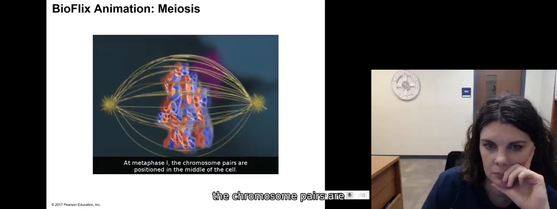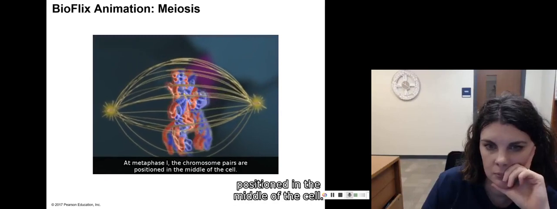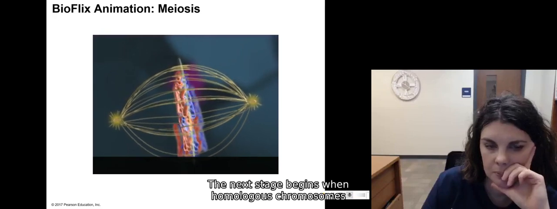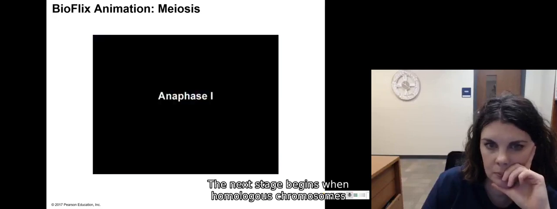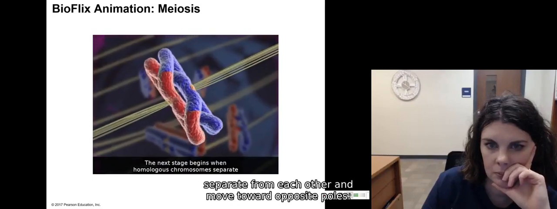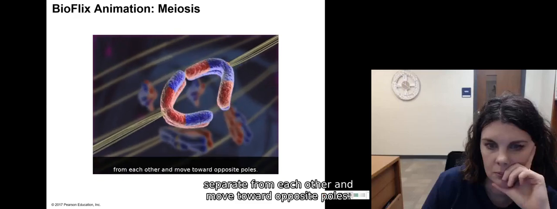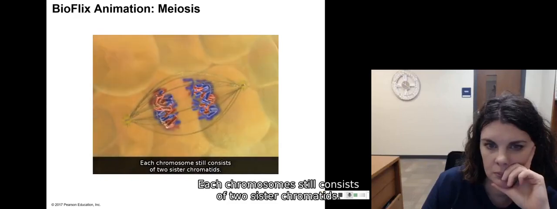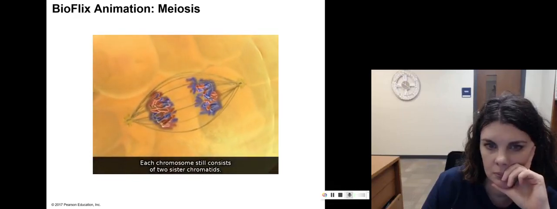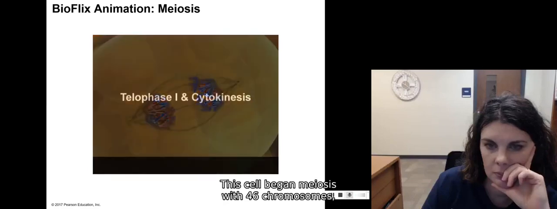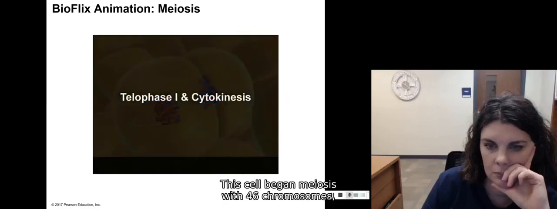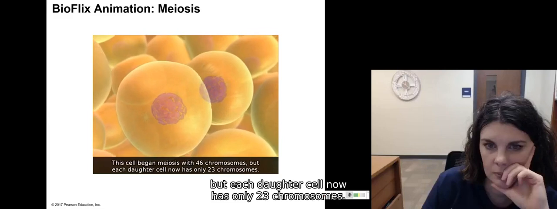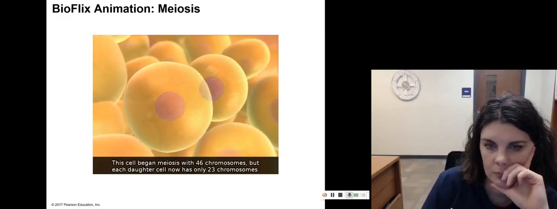At metaphase 1, the chromosome pairs are positioned in the middle of the cell. The next stage begins when homologous chromosomes separate from each other and move toward opposite poles. Each chromosome still consists of two sister chromatids. This cell began meiosis with 46 chromosomes, but each daughter cell now has only 23 chromosomes.